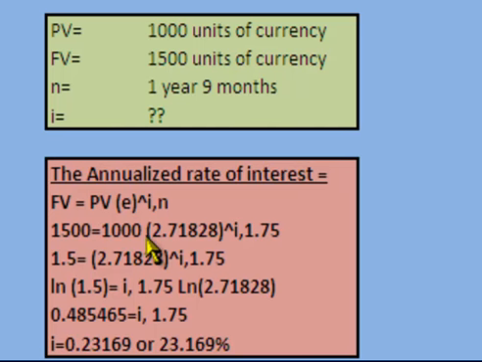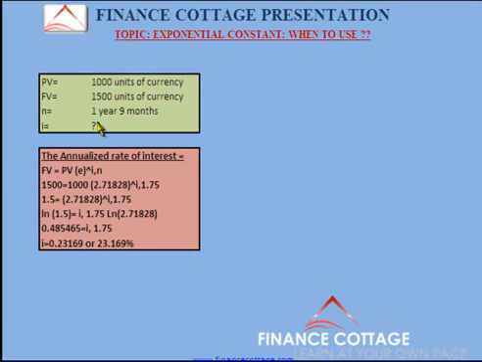Now to solve this equation for I, we can calculate the annualized rate of interest equals to 23.17% approximately. So this is a very simple use of concept of exponential constant, where we want to calculate the annualized rate of interest, for a given present value and future value and duration of 1 year and some months or some weeks or so on. So you can use the concept of, or the value of exponential constant to calculate the annualized interest rate.